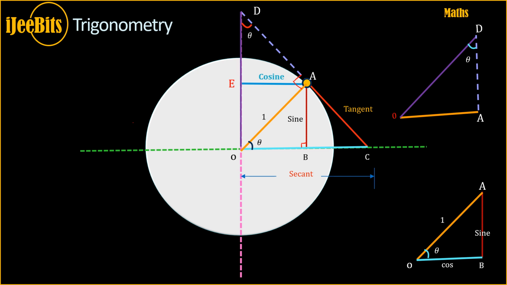So if you plug in the values, from this OAD, what is known? OA is known, OA is 1, and then do you know AD?